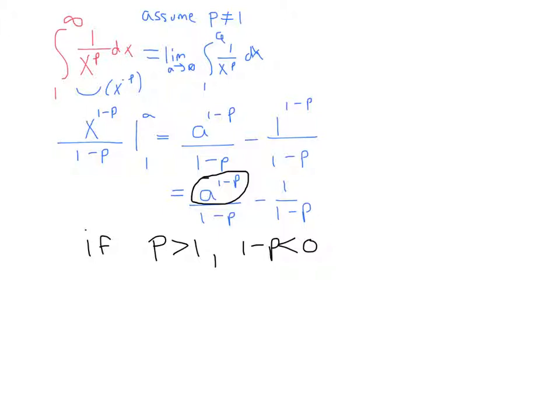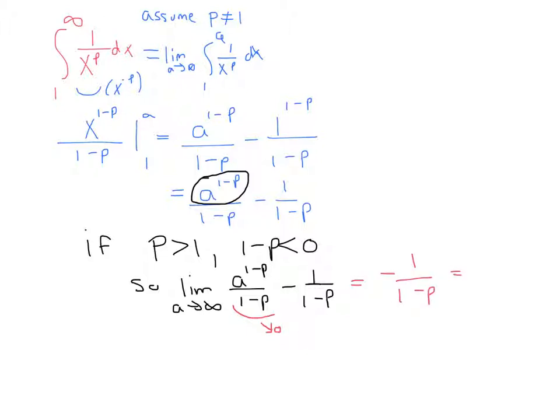Therefore, in the limit as a goes to infinity of a to the 1 minus p over 1 minus p, minus 1 over 1 minus p, since 1 minus p is less than 0, this a to the 1 minus p is a to a negative number, which means it should be moved down to the denominator and raised to the positive version of that number. As a goes to infinity, with a down in the bottom, this is going to go to 0. So this is going to equal negative 1 over 1 minus p, which is more commonly written as 1 over p minus 1.